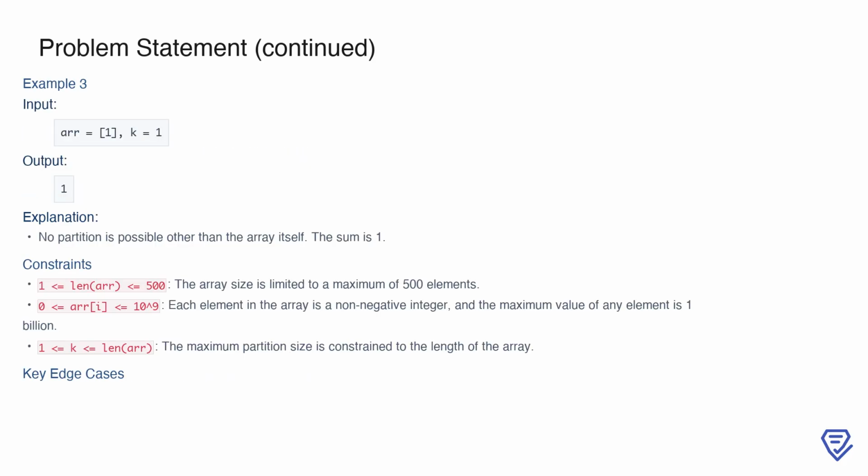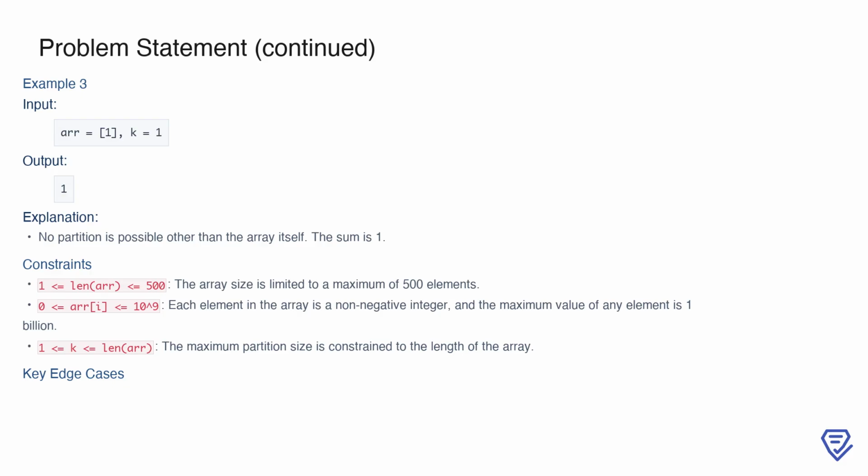A simpler example is when ARR equals 1 and k equals 1. In this case, the output is 1. Since the array contains only one element and k is also 1, no partitioning is possible, so the sum remains the same as the only element in the array, which is 1.